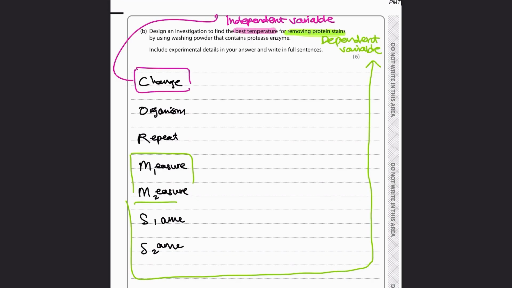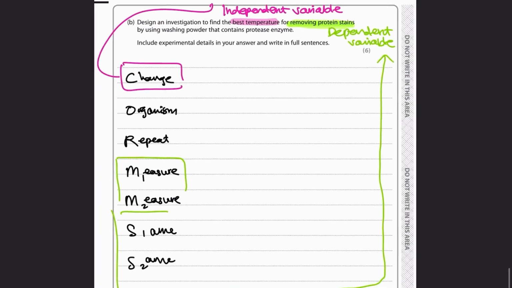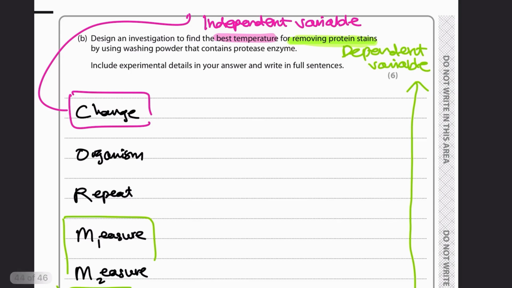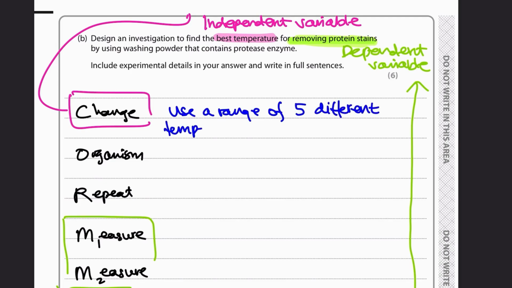You're changing the independent variable, and now you should be able to start putting your answer together. What you're changing is the temperature. Now, don't just stop there. Don't just write temperature. You must always give a range of temperatures. So say you're going to use 5 different temperatures, and you can even write them out. Of course, they've got to be feasible, realistic temperatures. You can even talk about using a thermometer to measure that, and a water bath. So always think of equipment and apparatus when you're doing experiment questions.